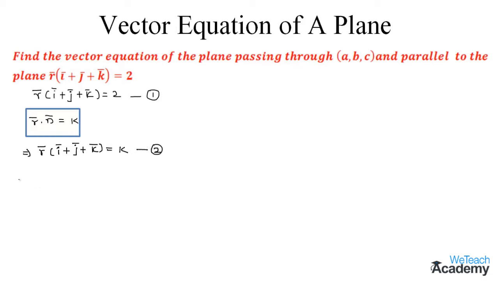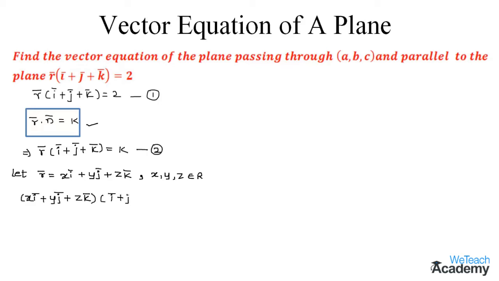And now let us assume r bar is equal to x i bar plus y j bar plus z k bar, where x, y, z are real numbers. Now by substituting the value of r bar in the formula, we get (x i bar plus y j bar plus z k bar) dot (i bar plus j bar plus k bar) is equal to k. So here we have the value of a1 as x, a2 as y and a3 as z. Similarly, we have the value of b1 as 1, b2 as 1 and b3 as 1.